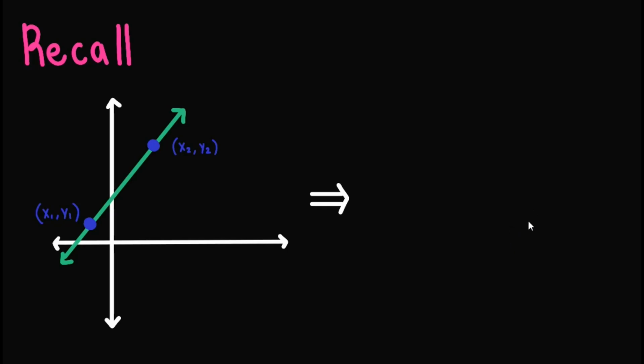Hi there. For this video, we'll be discussing the two-point form of a line. Recall that in the previous video, we learned how to obtain the equation of the line using a point and a slope. This time, what if we are only given 2 points?